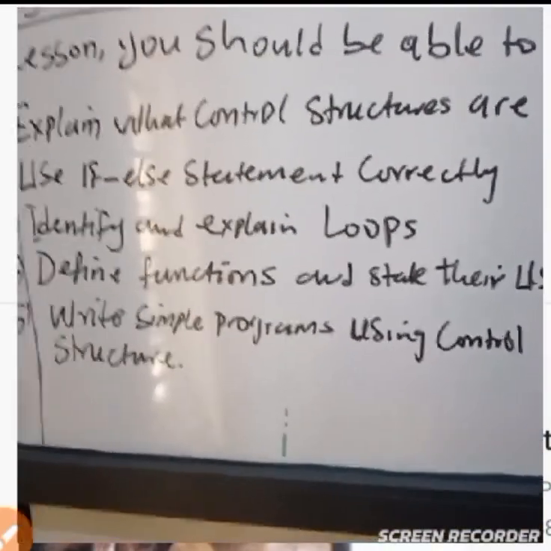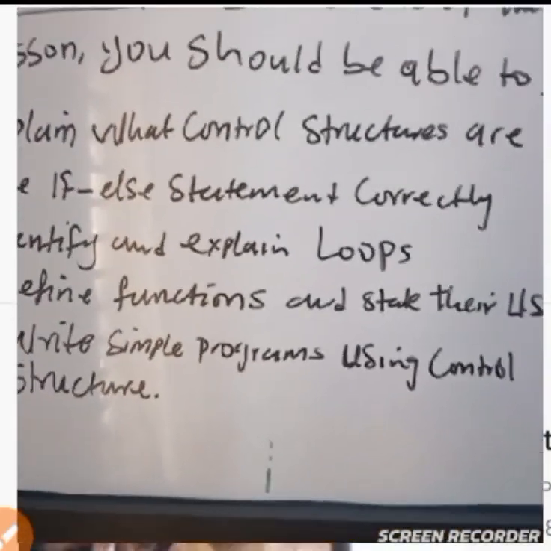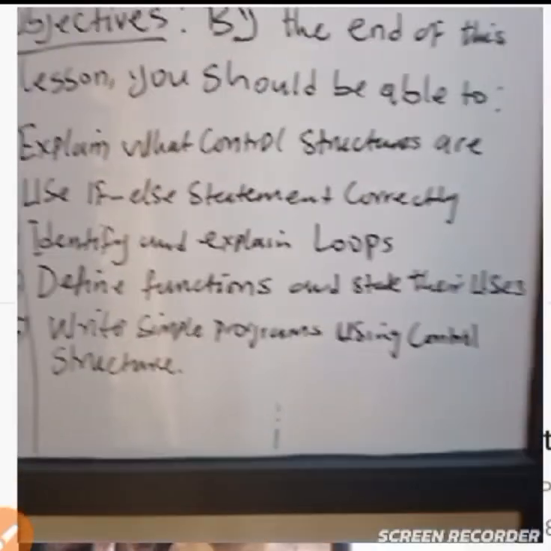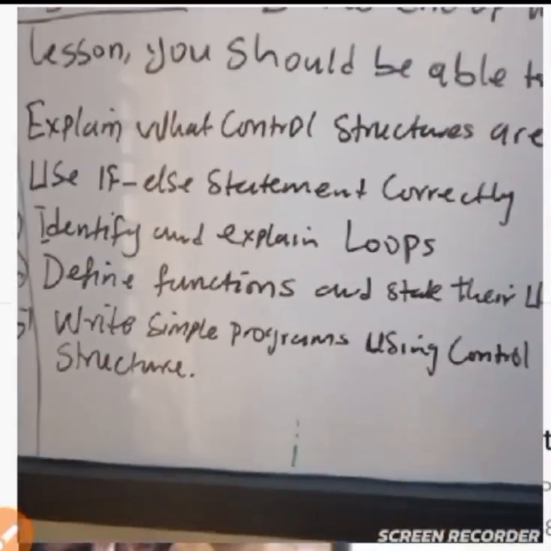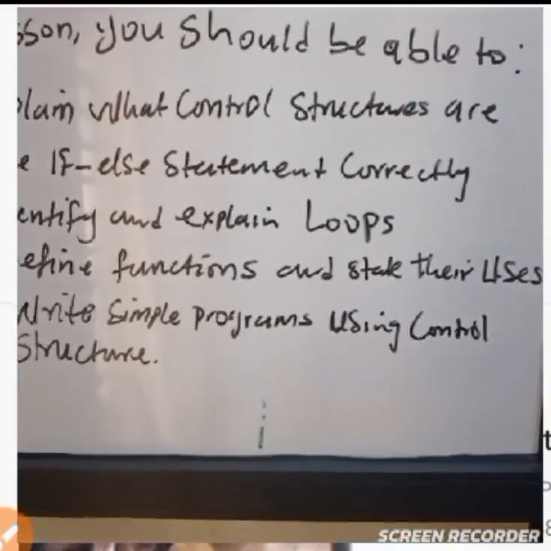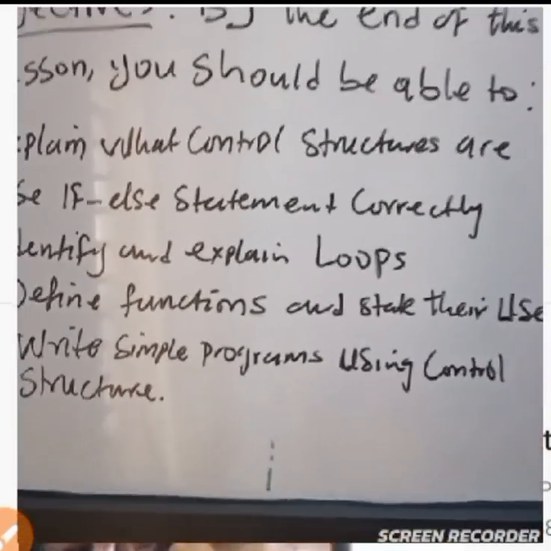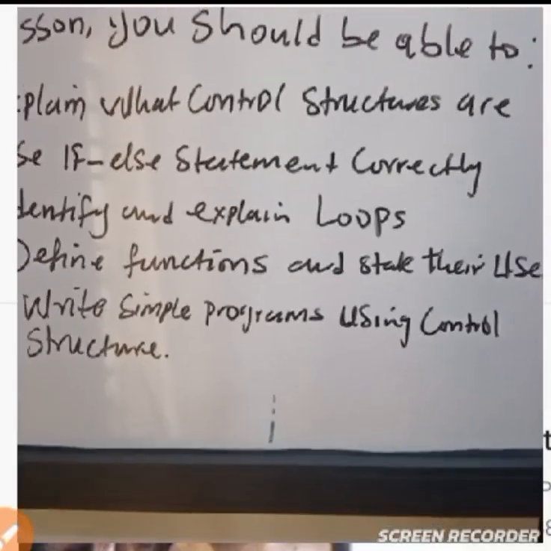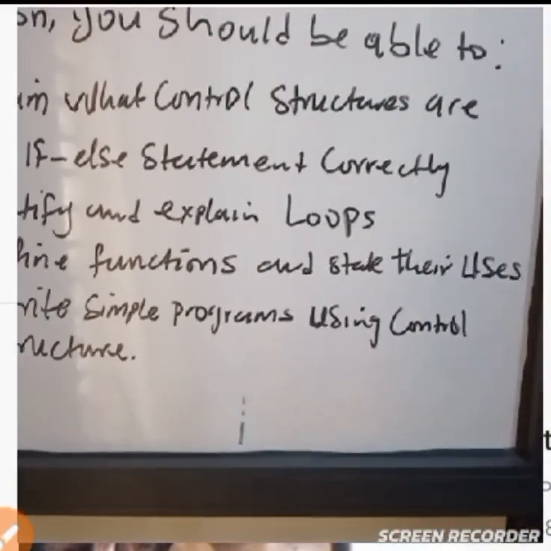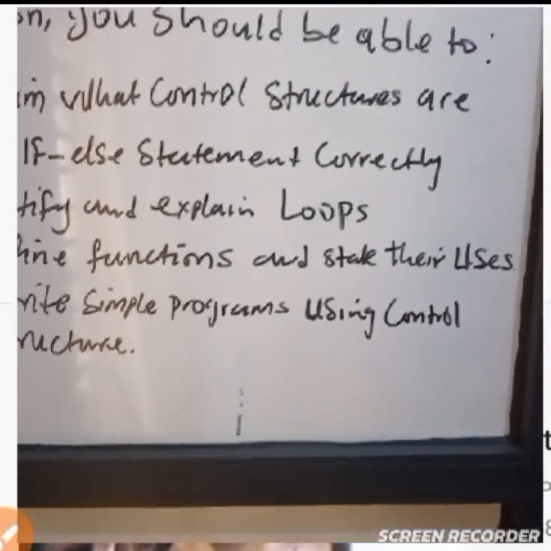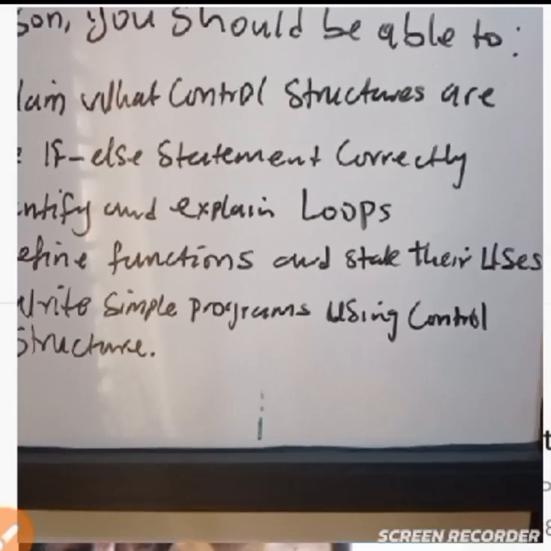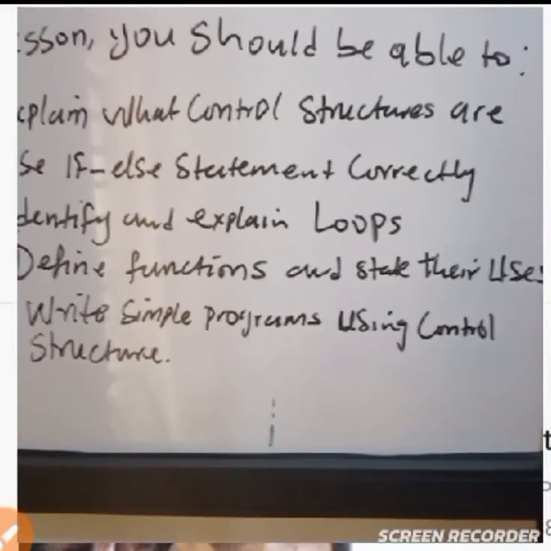In programming, a computer does not think on its own. We must tell it when to make decisions, when to repeat actions, and when to reuse instructions. The tools we use to control how a program runs are called control structures.